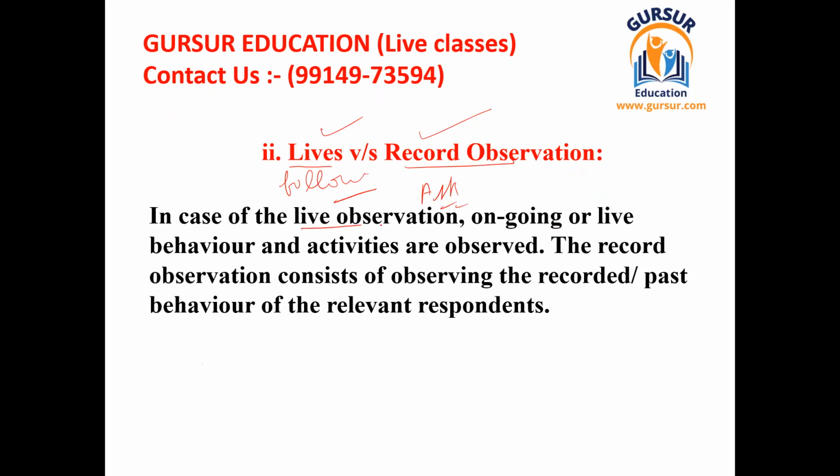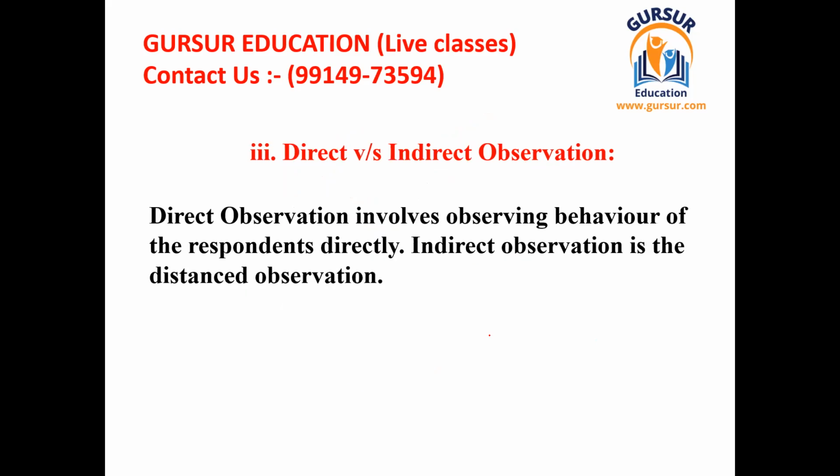In case of live observation, ongoing or live behavior activities are observed. And the recorded observation consists of observing the recorded or past behavior of the relevant respondent. Like you can ask the owner of the mall shop what was purchased by a specific respondent. So that can be considered recorded observation. So this is live versus recorded observation.